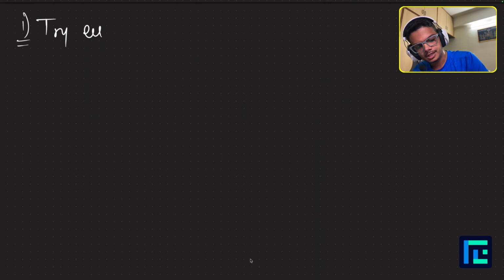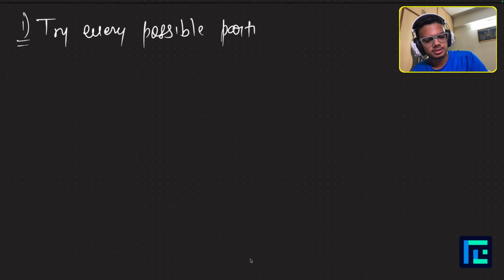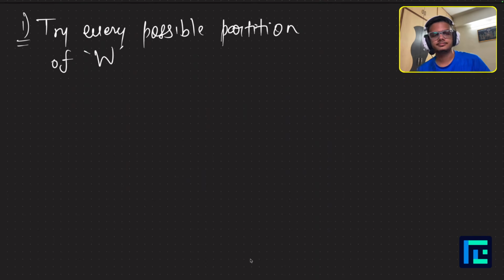Now, okay, fine, greedy doesn't work, then what next? Greedy fails. If greedy fails, maybe just try brute force. Now what is brute force? The brute force is to try every possible partition of our weights array, right?